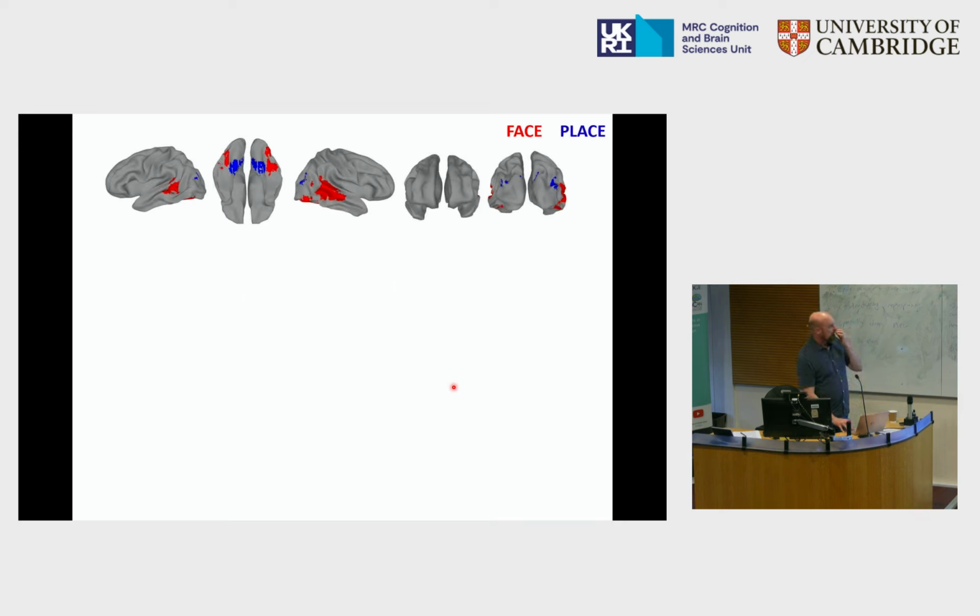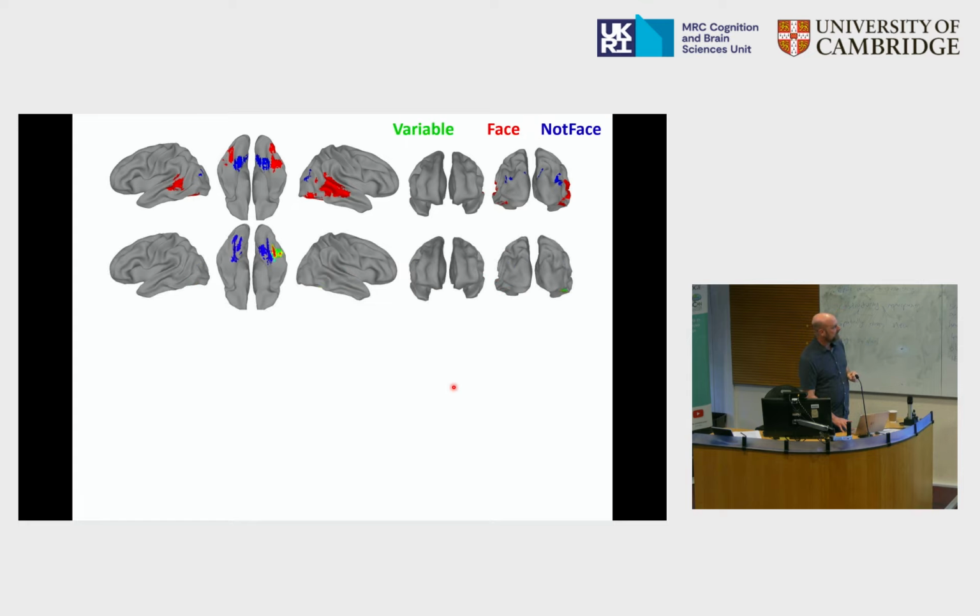These are Nancy Kanwisher's templates. If you go to her website and download the face and the place system, this is what you should see. This is our univariate contrast analysis of these data that I'm about to show you. So you can see we get part of her face system pretty well.